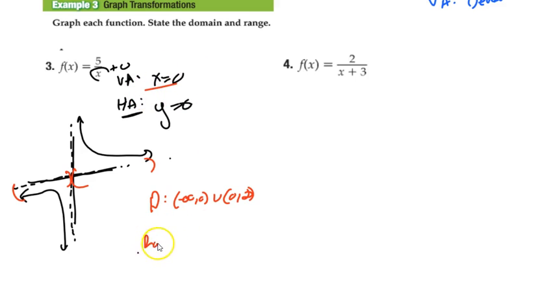And likewise, the range is the y. So it gets broken up by the horizontal asymptote. Negative infinity to 0, union 0 to infinity. Okay, now let's talk about this one.